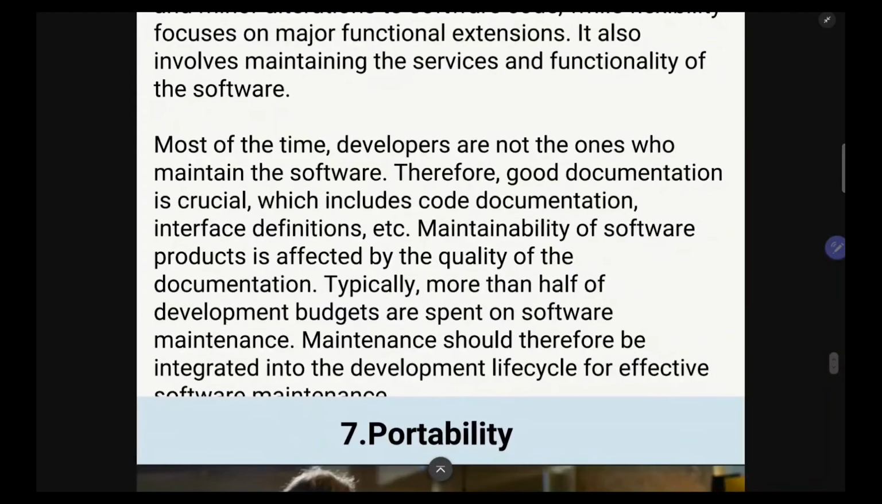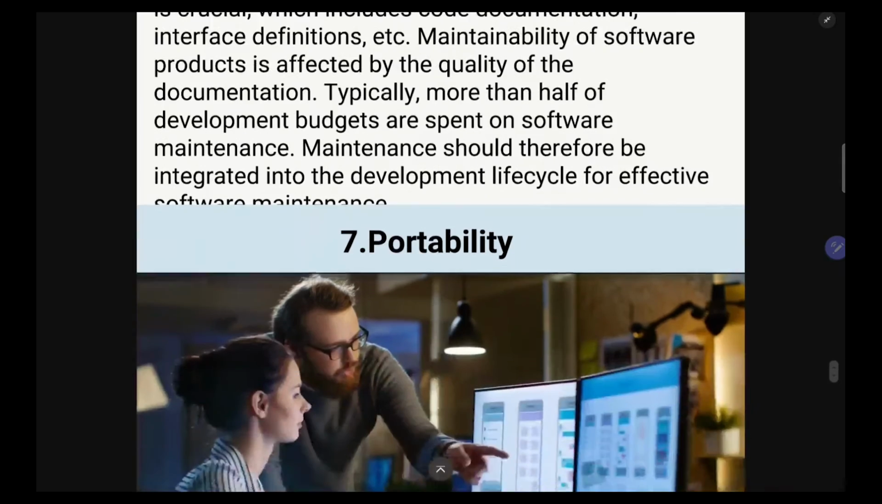Most of the time, developers are not the ones who maintain the software. Therefore, good documentation is crucial, which includes code documentation, interface definition, etc. Maintainability of software products is affected by the quality of the documentation. Typically, more than half of development budgets are spent on software maintenance. Maintenance should therefore be integrated in the development life cycle for effective software maintenance.